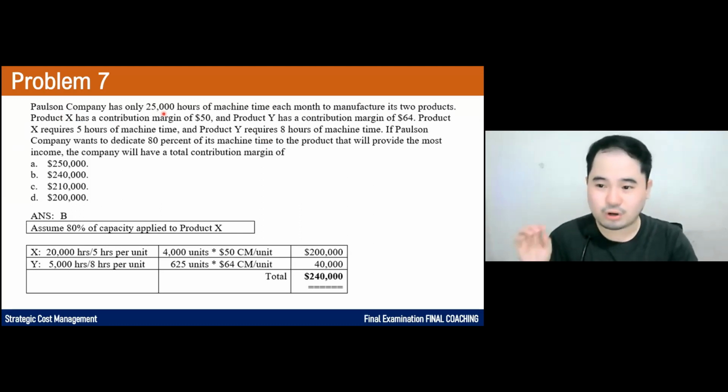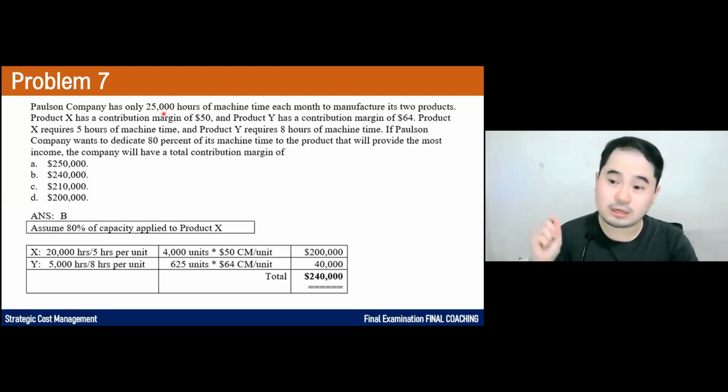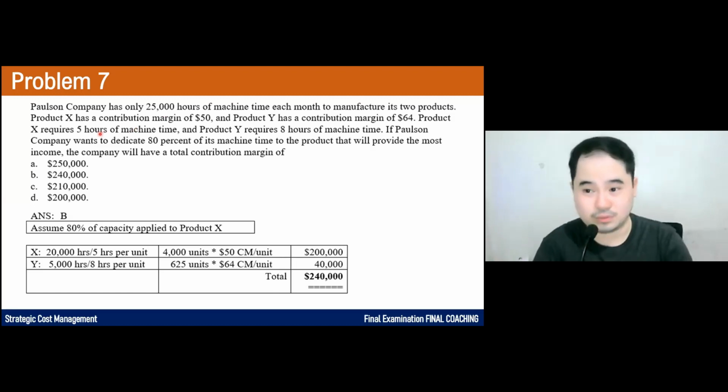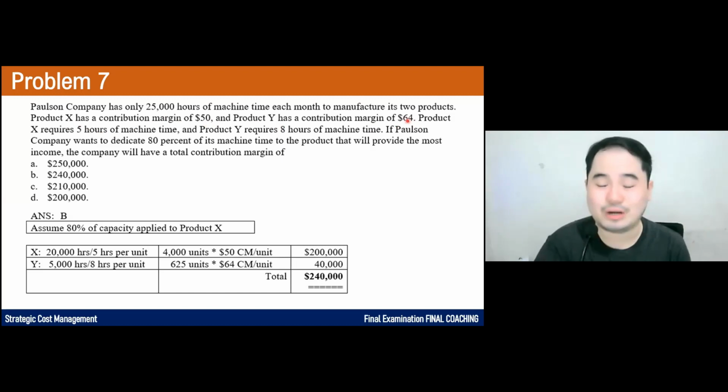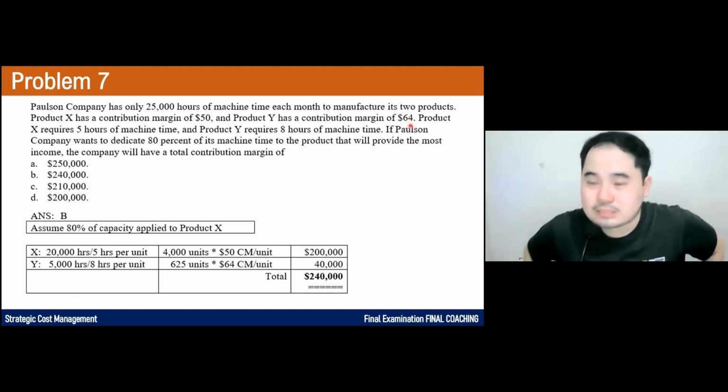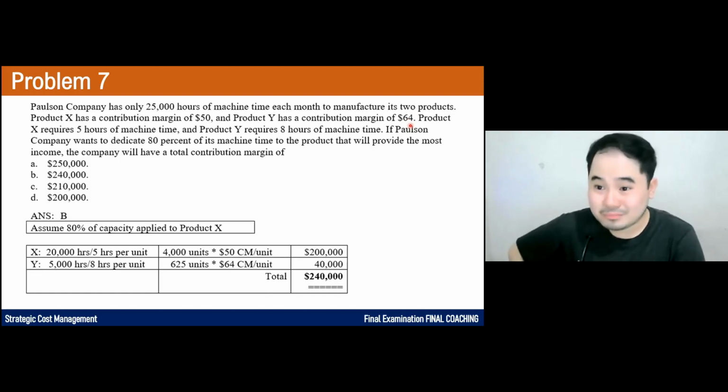You will focus your operations on the product that will give you more contribution margin per scarce resource. And when I say scarce resource in this problem, it's the number of hours of production. So you check. Product X has a contribution margin of $50 per unit pag binenta, and then product Y naman is 64. Pero check nyo per number of hours ng machine time, yun yung ating scarce resource na tinutukoy dito, kung ano ba yung mas makaka-contribute ng malaki sa atin. Turns out, sa unang tingin kasi ganito, mas magiging profitable tayo kay product Y kasi mas malaki CM niya, 64.